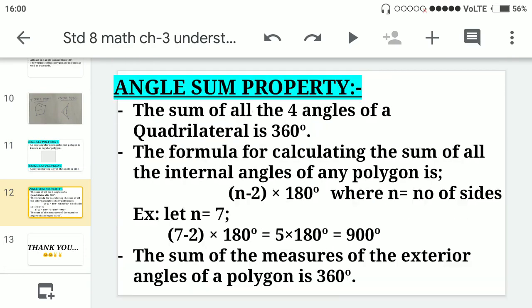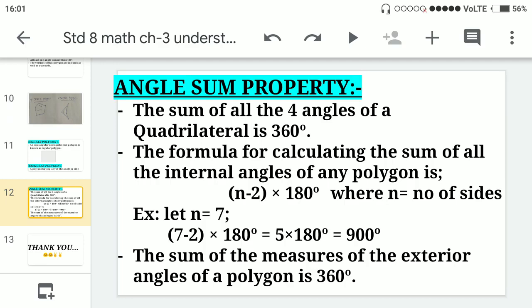Okay, and finally move to the angle sum property. Angle sum property means what? Whatever polygon it may be, how to find out the total angle sum of that particular polygon. Like we know that in case of a triangle there are 3 angles and the sum of all the 3 angles is 180 degrees, and in case of a quadrilateral it is 360 degrees. Likewise, how can you find the total angle sum of a polygon having 5 sides or 6 sides or n sides? So here the formula is (n minus 2) into 180 degrees, where n stands for the number of sides.